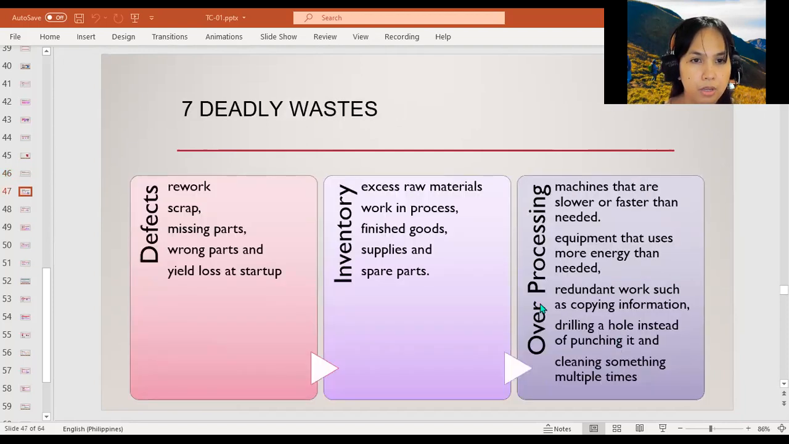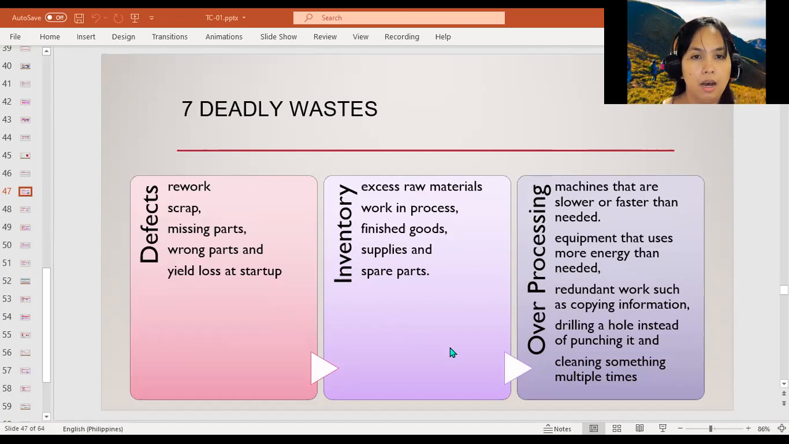Okay, we start first with defects, which is simply work that is less than the level of the customer, both internal and external, requested. So examples of defects are rework, scrap, missing parts, wrong parts, and yield loss at startup. As a point of reference, the waste of defects is also referred to as the waste of correction.